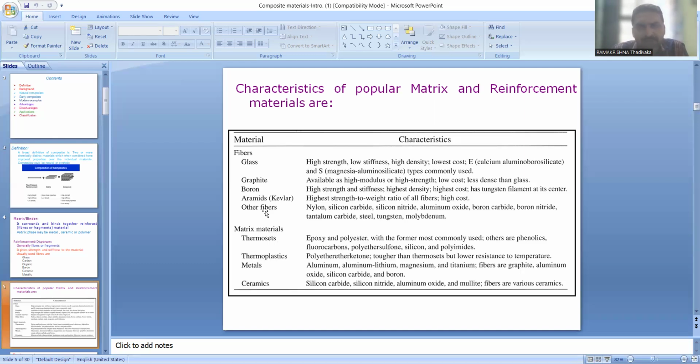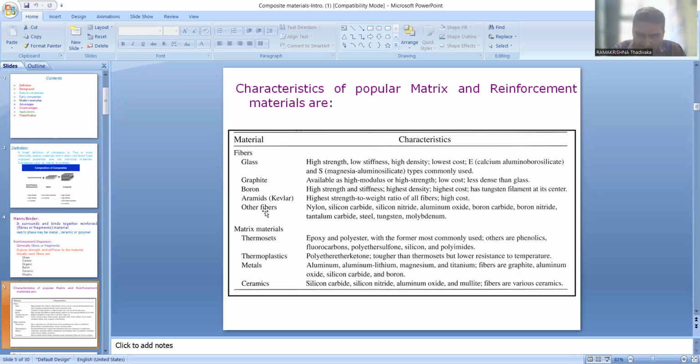Next one is graphite. Graphite is available as high modulus or high strength, but low cost, and less dense than glass. Next, boron. Boron fibers have high strength and stiffness, high density, but high cost. Aramid or Kevlar fibers are a new type of fibers. Their strength to weight ratio is high compared to all the fibers, despite the high cost.